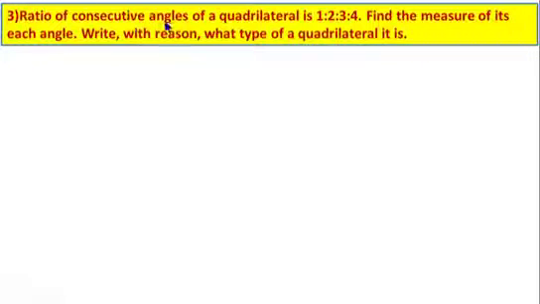Ratio of consecutive angles of a quadrilateral is 1:2, 2:3 and 3:4. Find the measure of its each angle. Write with reason what type of quadrilateral it is.